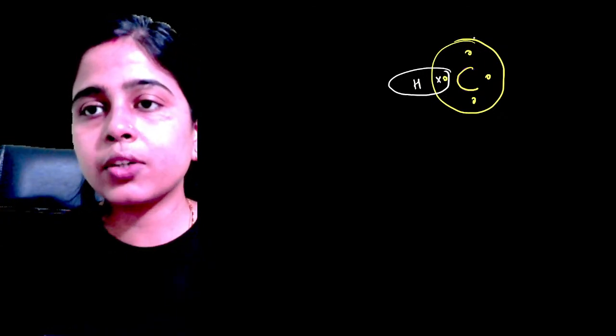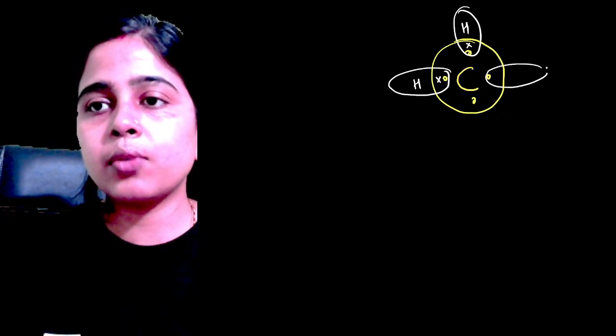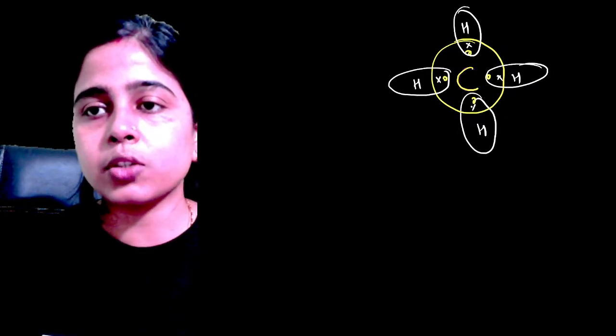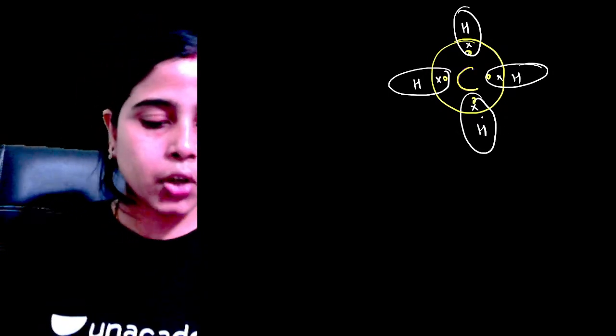So here you have hydrogen. Again here one more hydrogen. Again here one more hydrogen. And again here you have one more hydrogen. This is the orbit structure for your methane.